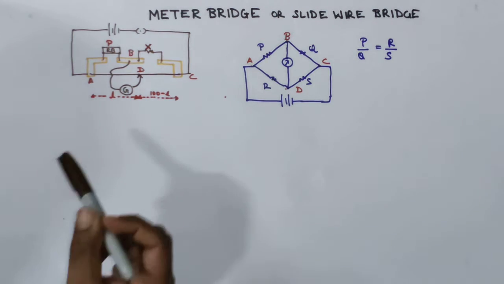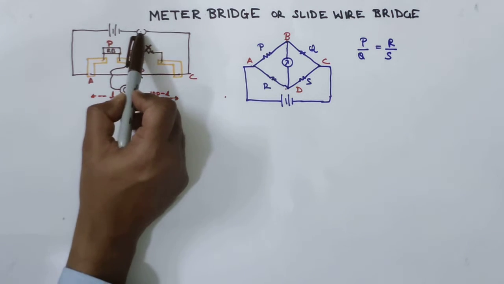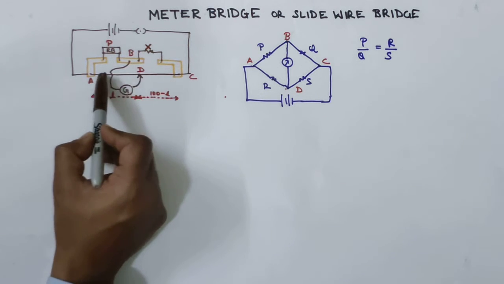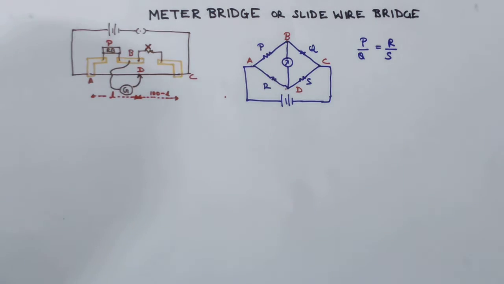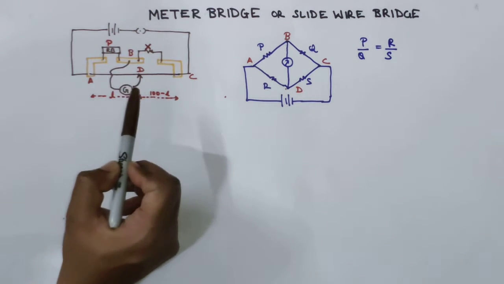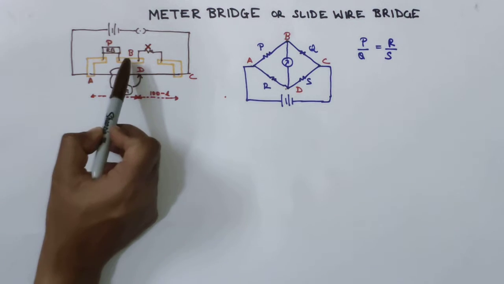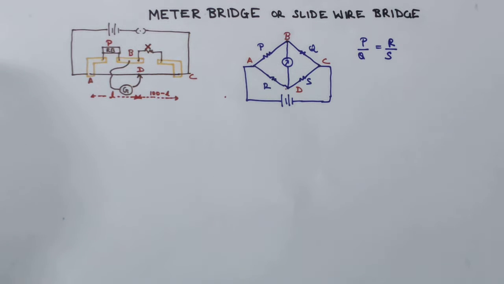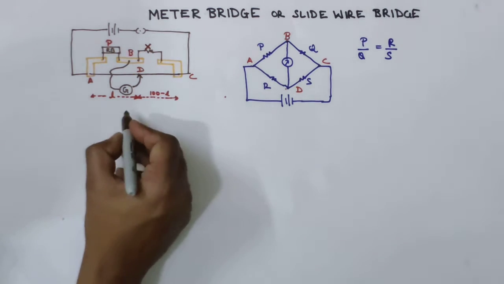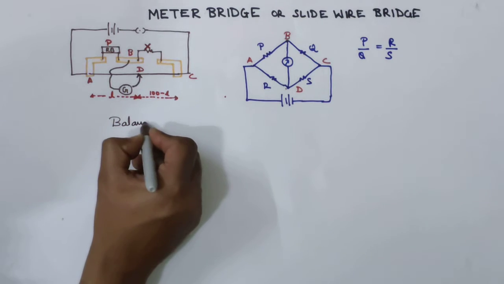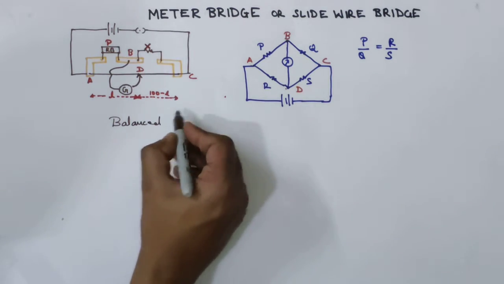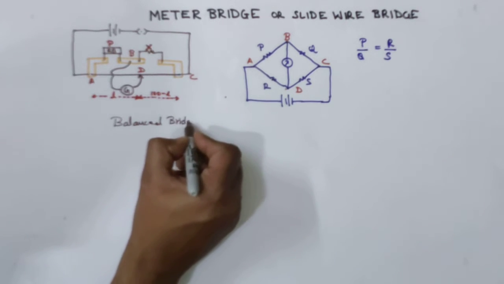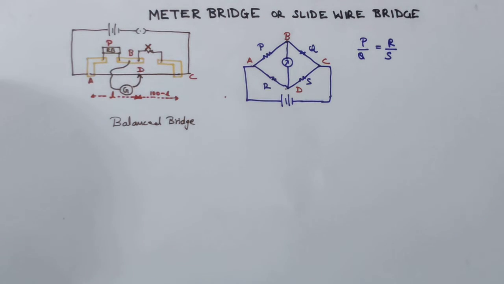Now what we do over here, once the circuit is made and this key is closed, we basically look for the null point. Null point means the point over this wire where the galvanometer does not show any deflection. Now if the galvanometer is not showing any deflection, that means there is no current flowing between the terminals B and D. That is between these two terminals. Now this condition, we say that the bridge is balanced. Means at balanced position, galvanometer does not show any deflection. So here we say that this is a balanced Wheatstone bridge.